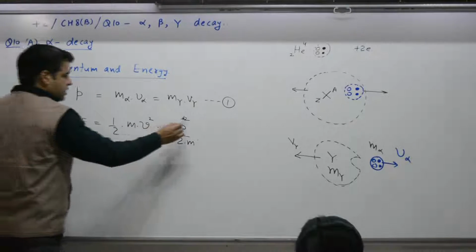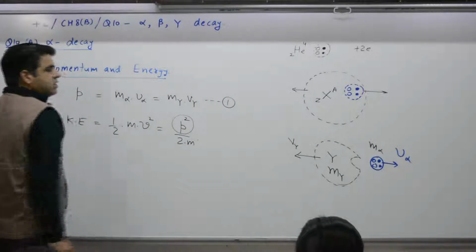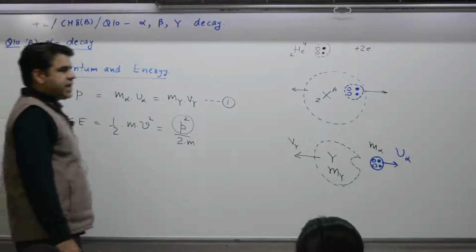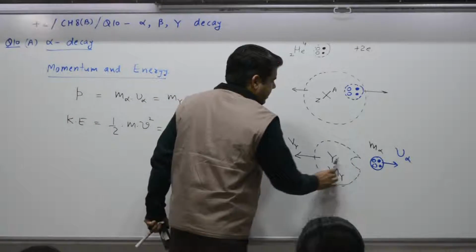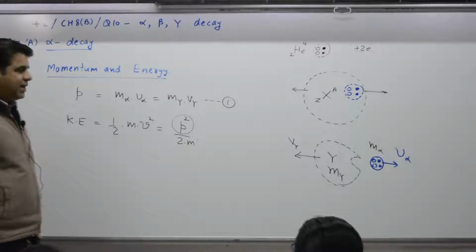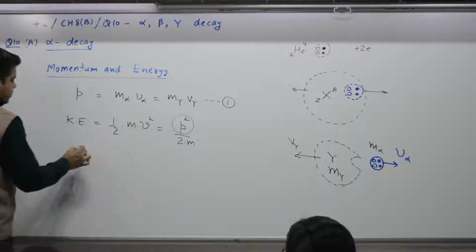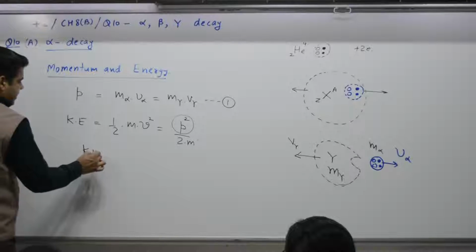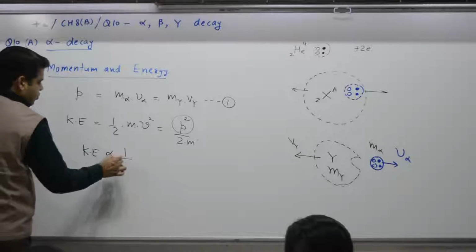Kinetic energy of the two is different. P square is the same for the two. Both have the same momentum. The alpha particle and the daughter nucleus Y have the same momentum P. That means kinetic energy is inversely proportional to mass.